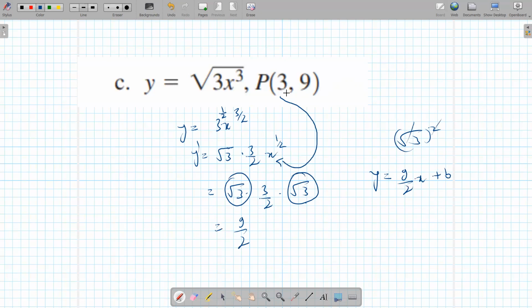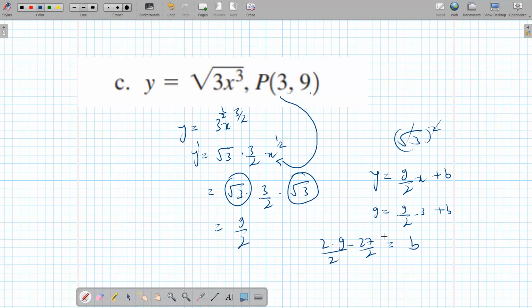To find b, we're going to plug both of these guys. So 9 equals 9 over 2 times 3 plus b. So this becomes 9 minus 27 over 2. You can multiply this by a 2 LCD. So we have 18 minus 27. So it's negative 9 over 2 is your b value. Therefore, your equation is 9 over 2x minus 9 over 2. And you are done. Okay? Fun.